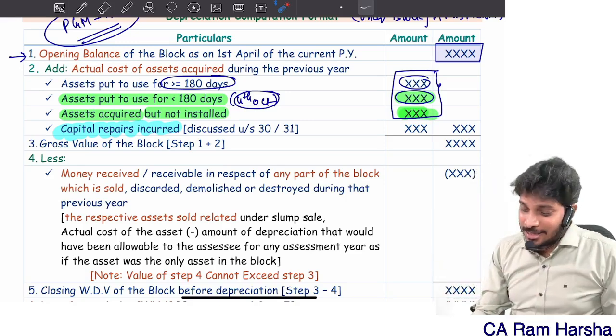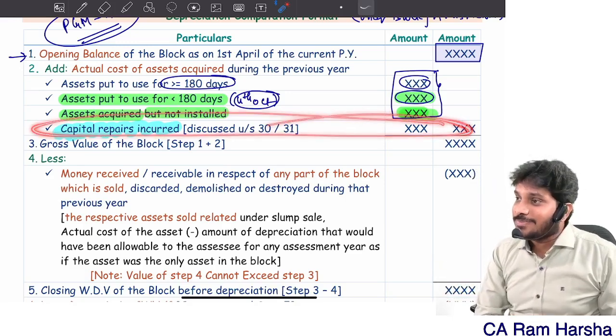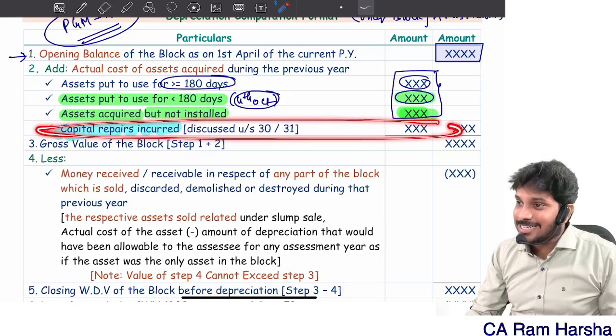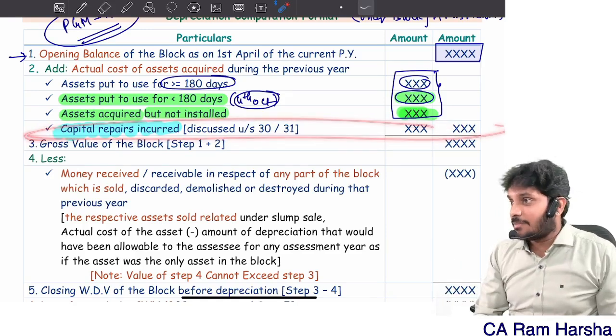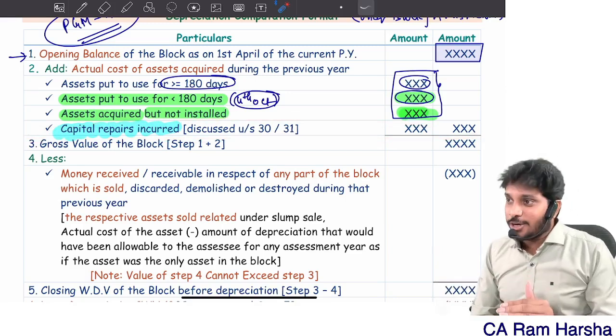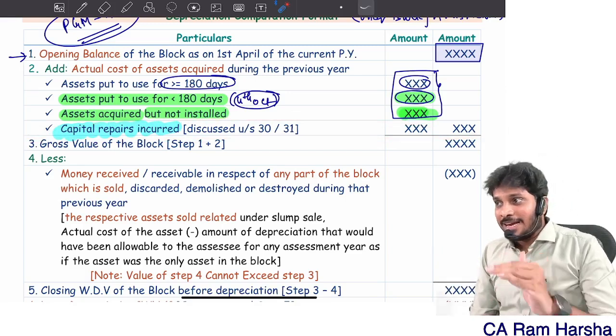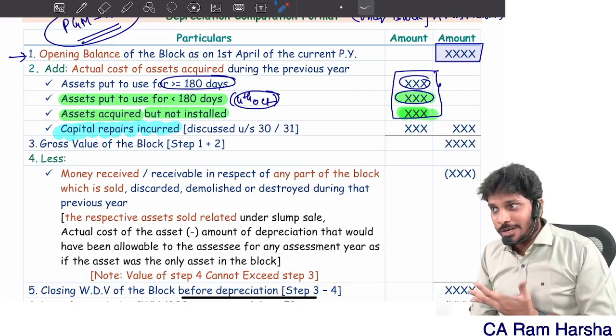In fact, this point itself you don't have in the ICA book. This point, which I don't know, addition, is not there in the ICA book. When they were drafting it, they didn't mention this, but it is there. It is important. It is added to the block, and on that the depreciation will be claimed. Are you getting the point?